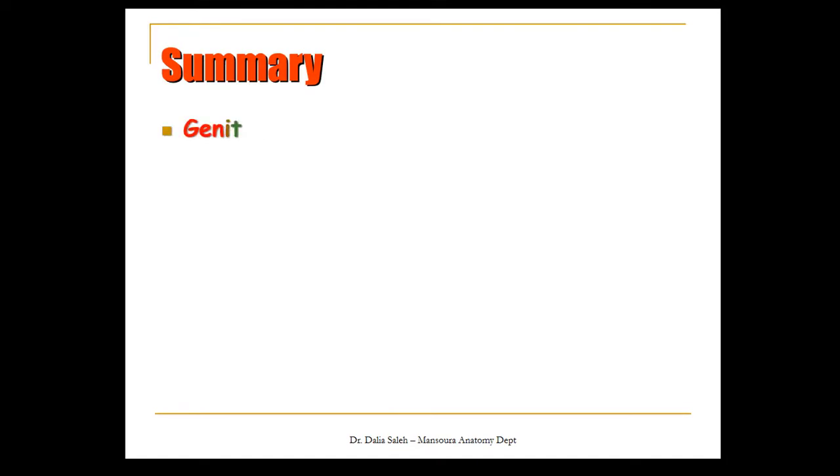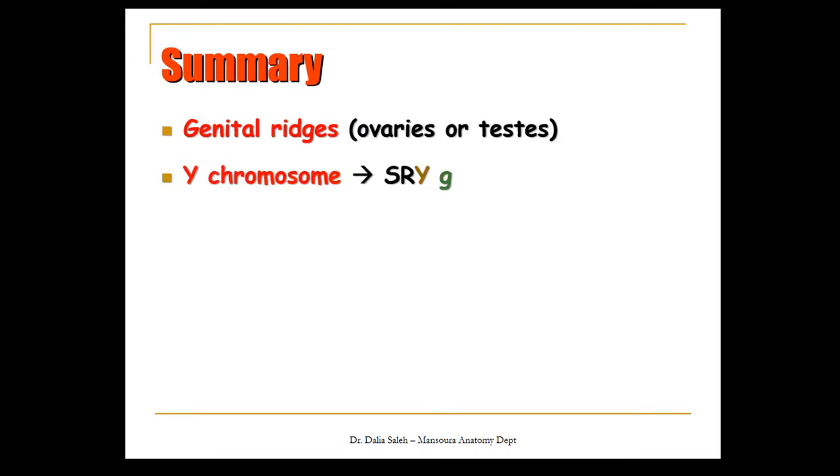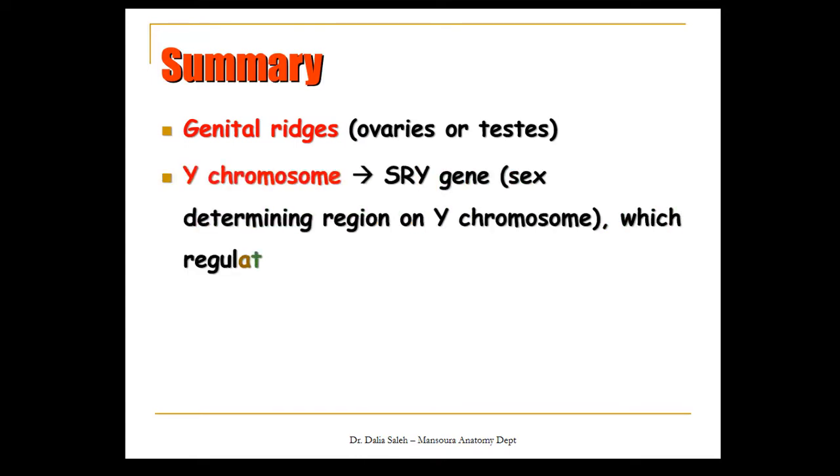So in summary, first the genital ridge appears and differentiates into either ovary or testis according to the presence or absence of the Y chromosome, which carries the SRY gene or the sex determining region on the Y chromosome. It regulates the testis development. This gene is responsible for regulation of testis development.